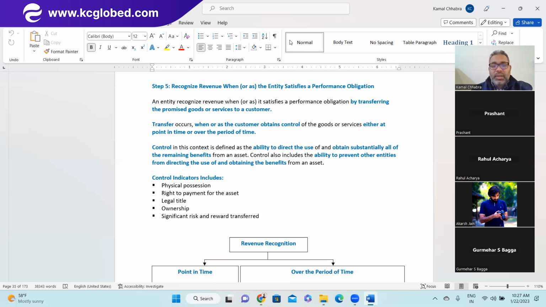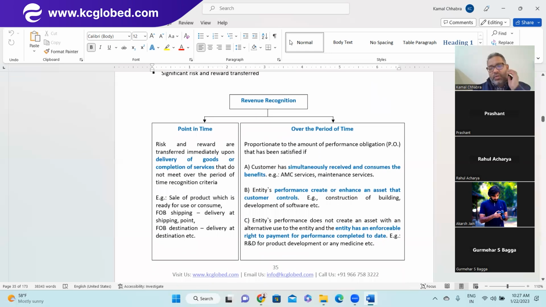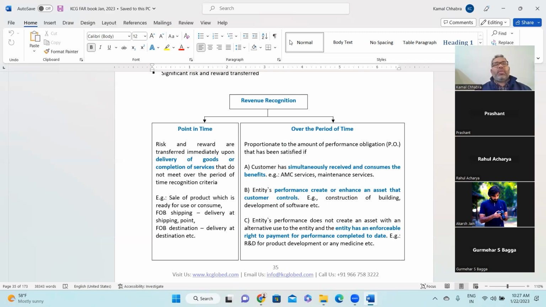Now coming to the recognition criteria, we are discussing revenue recognition. Here two ways are possible to recognize the revenue. One is point in time, the second is over a period of time. There is no third method. So there are only two methods: either you recognize the revenue at a point in time, or you recognize it over a period of time.